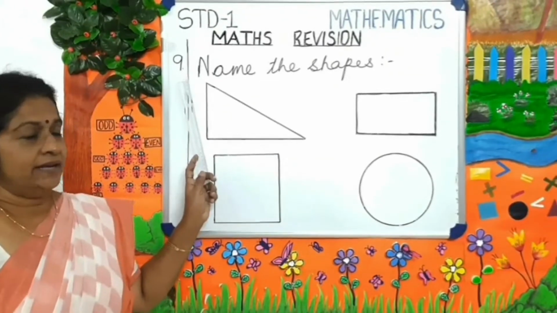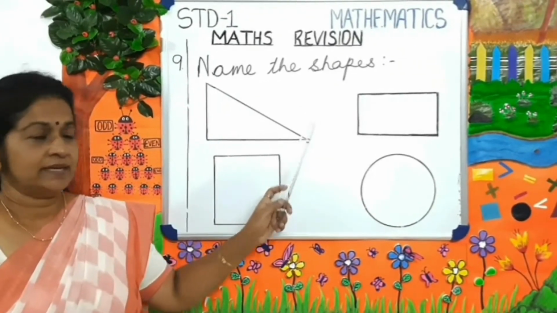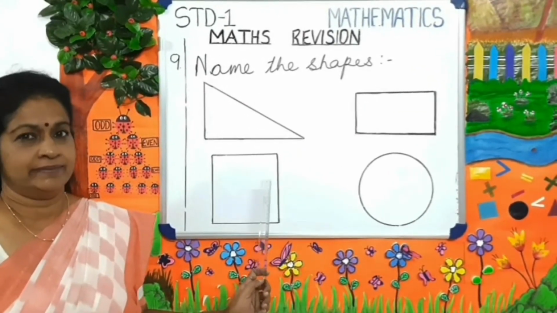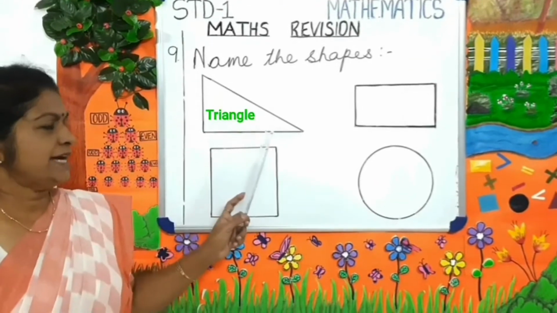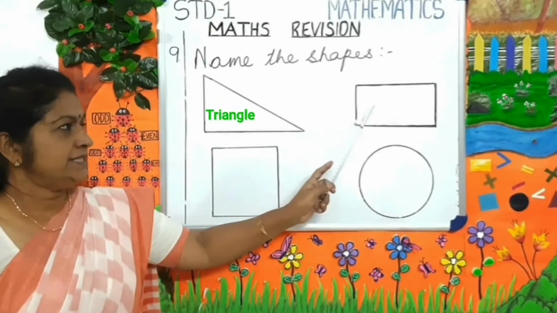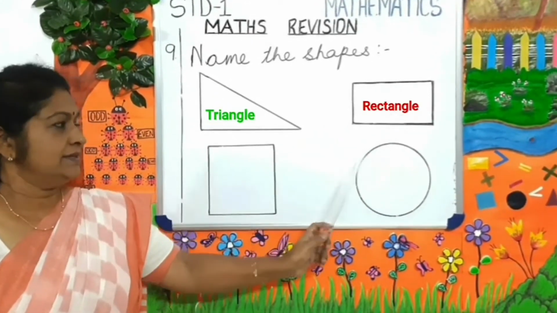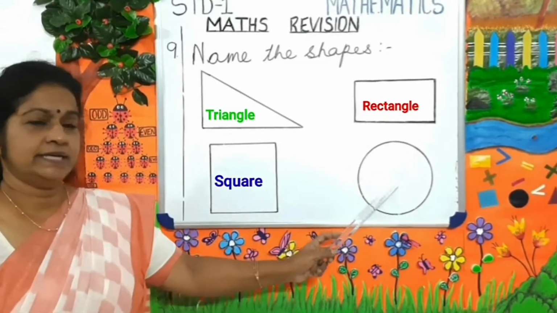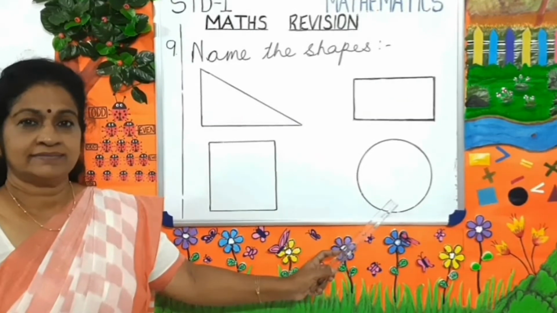Question number 9. Name the shapes. Here are some shapes given and you have to identify them. It is a triangle. It is a rectangle. It is a square. And this is a circle.